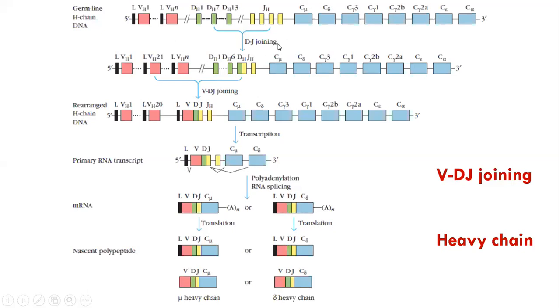So DJ will form first. Then this DJ complex will go and rearrange with the V. Then VDJ is joined. Transcription happens, and the mRNA molecule will be here. Again, see that coming on to the K chain, we have only one C region.